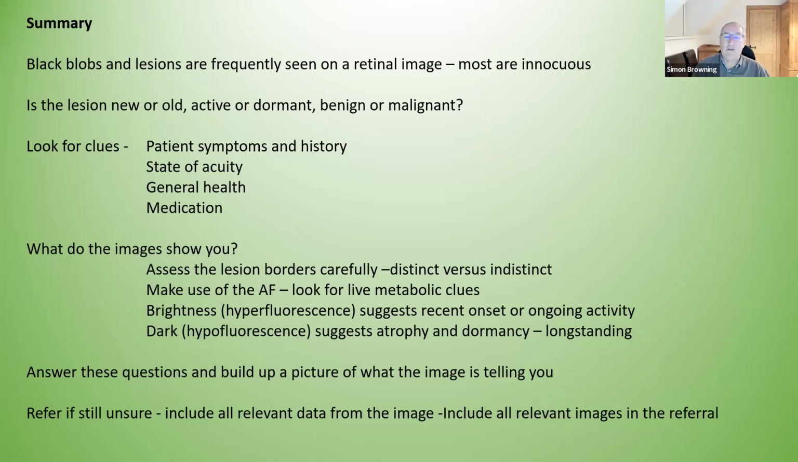So look for the clues. Is the patient helping you with anything? What's the vision like? What's their general health like? And then look at what the image is showing you. Look at the lesion borders very carefully. Distinct versus indistinct. If it's indistinct, there could well be activity going on there. Look at the autofluorescence, look for live metabolic clues. So remember, brightness suggests recent onset or ongoing activity. Darkness suggests atrophy and dormancy.